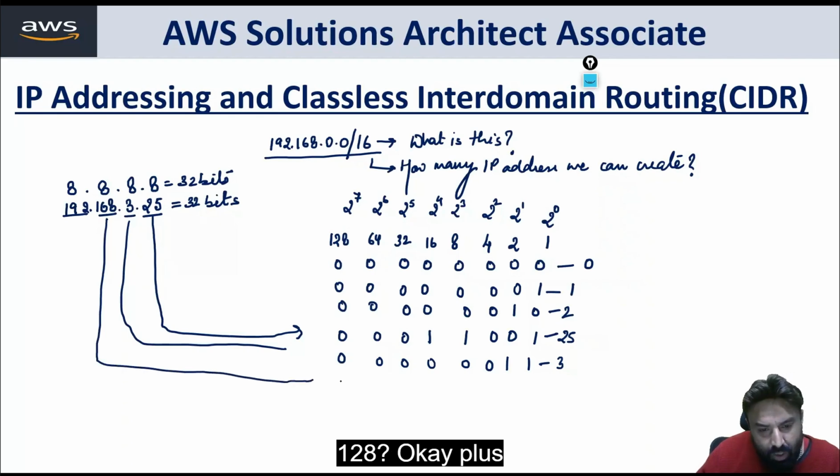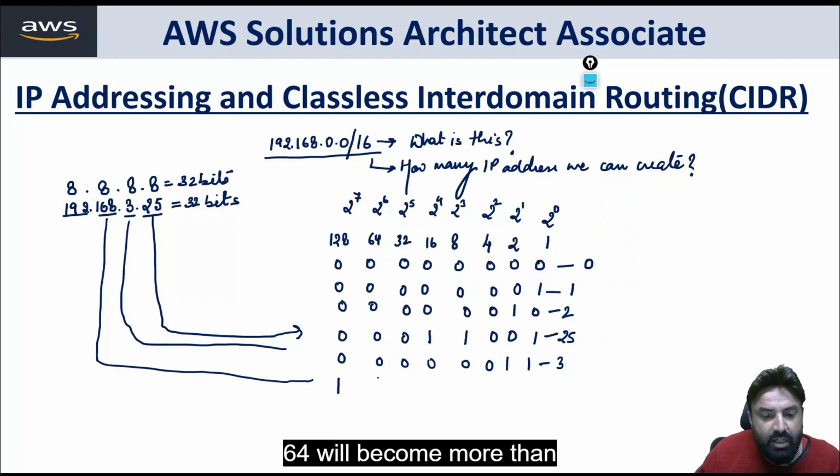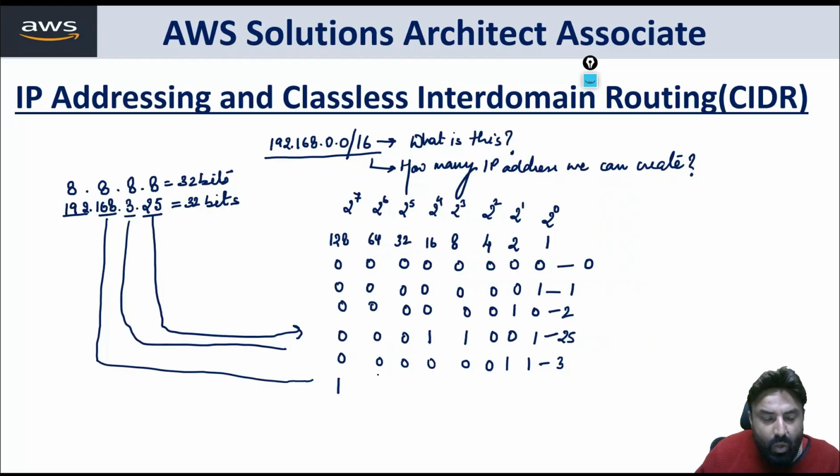If I have to write 168, how will I write 168? Now see this. 128, okay, plus 64, so 128 plus 64 will become more than 168. So I'll not take 64. 128 plus 32 is 160, and 160 plus 8 is 168. Remaining all the bits will be 0. So this is 168. Fine.